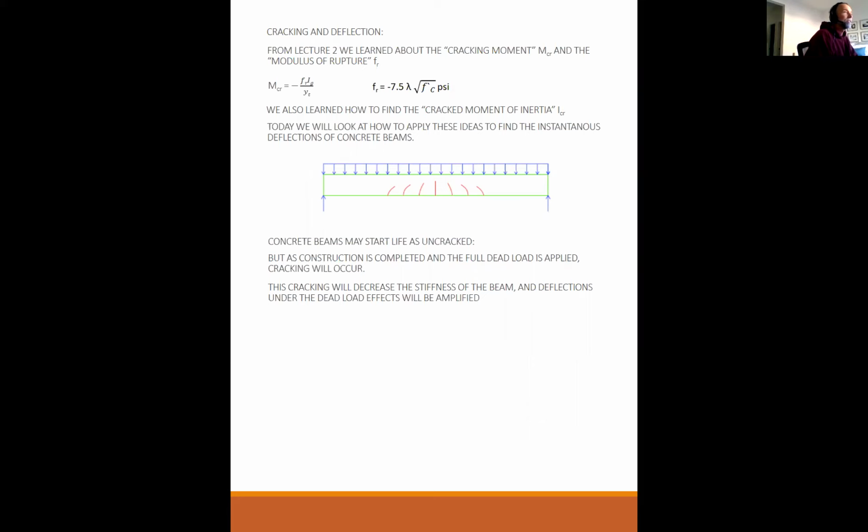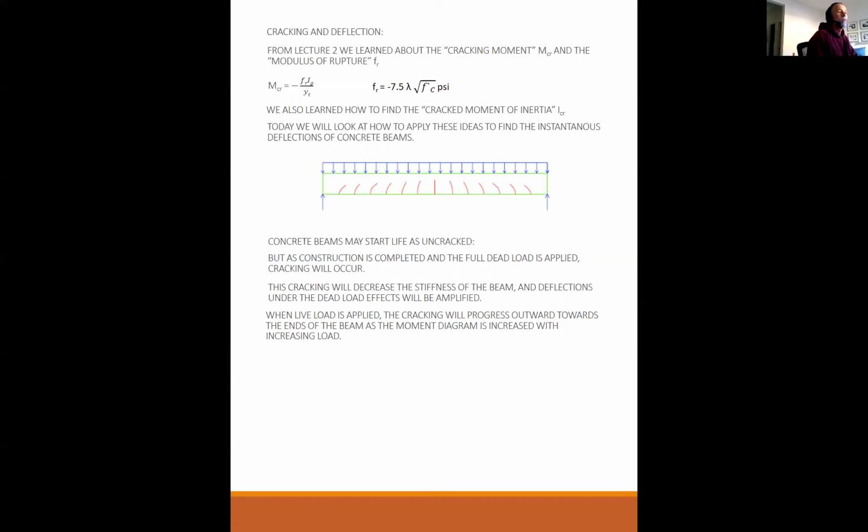The cracks are not ugly or concerning. If designed properly, the cracks will just be hairline cracks that you really have to squint to see in many cases, but they are there. And what these cracks do is, in terms of deflecting, the beam doesn't feel like a solid rectangular beam anymore. It has all these points of discontinuity that make the beam not as stiff as it would have been if it was a solid concrete beam.